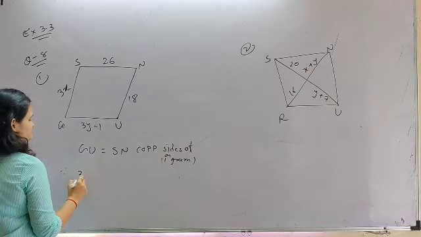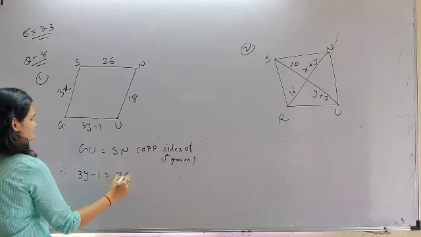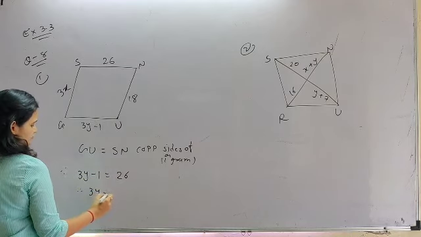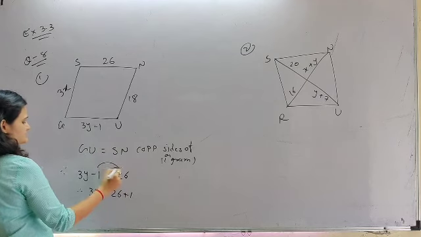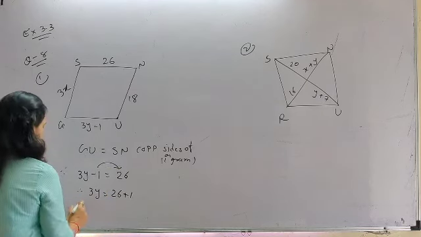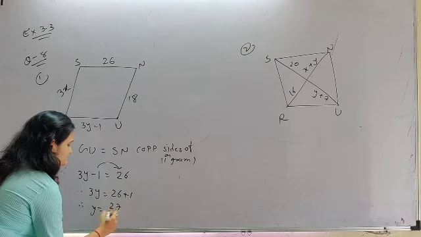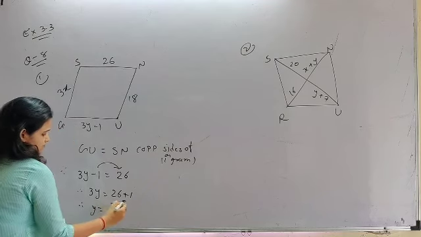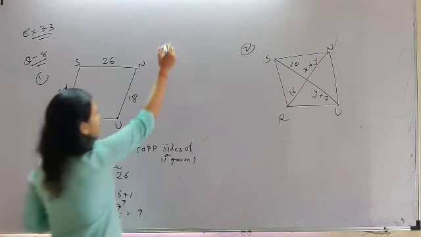That means GU is equal to 3y minus 1. SN is equal to 26. So 3y is equal to 26 plus 1. Side change, sign change. So y will be 27 upon 3. So y is equal to 9.